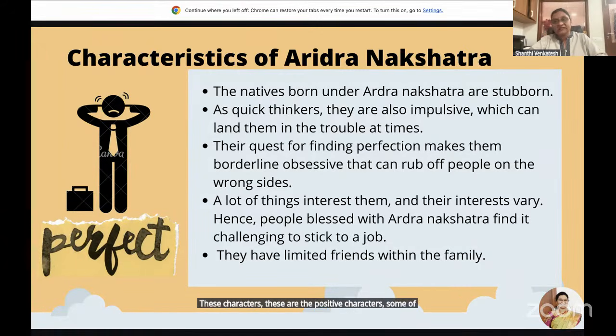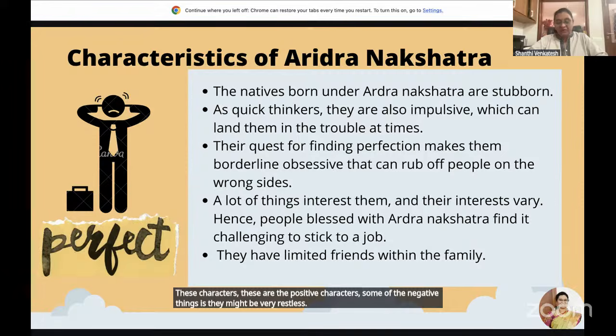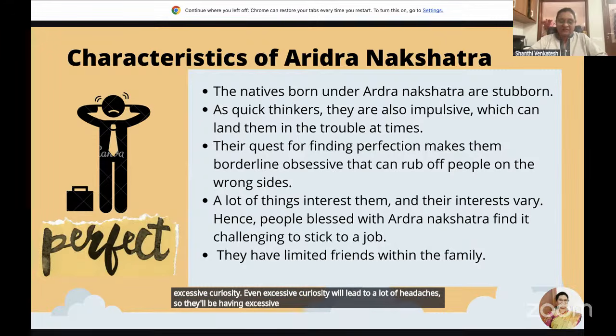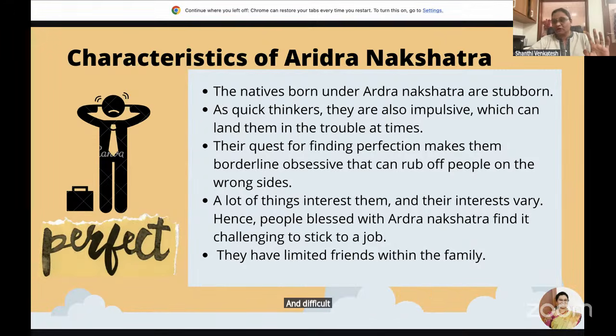Some of the negative things is they might be very restless, overthinking, and emotionally not stable, sometimes harsh speech. They can be rebels, with excessive curiosity. Even excessive curiosity will lead to a lot of headaches. They also have difficulty in accepting authority. They can't work under anybody. They cannot accept anybody's rules and regulations. So this is what Aridra Nakshatra tells about.